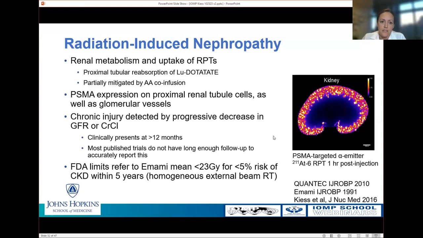The other main issue with the kidney is that the presentation of the toxicity is late. So it is a progressive decrease in glomerular filtration rate or creatinine clearance that doesn't clinically present until often greater than a year after exposure. And most of the published trials don't even have long enough follow-up to accurately report this. So the FDA has limited the dose to the kidney to less than 23 gray based on external beam radiation due to concerns about this, but there's issues with that as we'll turn to in a moment.